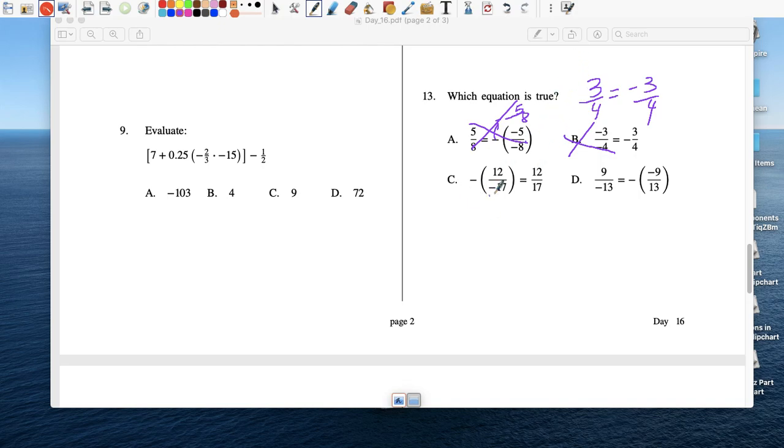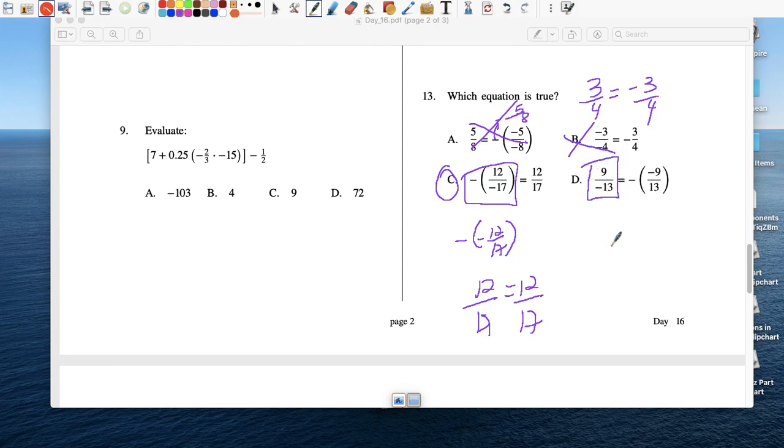C. Well, if you think about it, inside the parentheses we have a positive divided by a negative, so we get a negative number, right? Negative 12 over 17. And now that you take that and use it with a negative that's outside, you got a negative, and that becomes a positive. So this whole thing becomes positive 12 over 17, which is equal to the positive 12 over 17 on the other side. So C looks good.